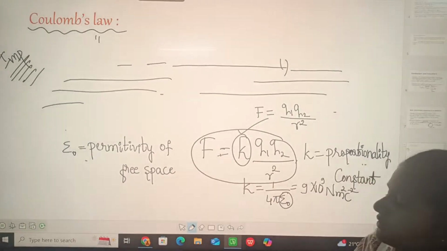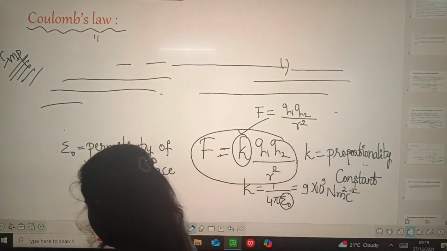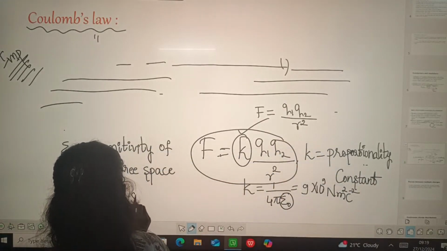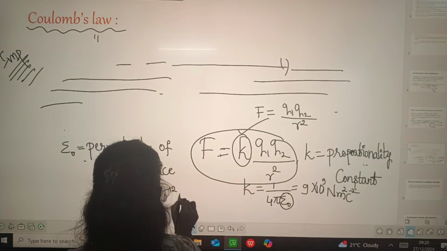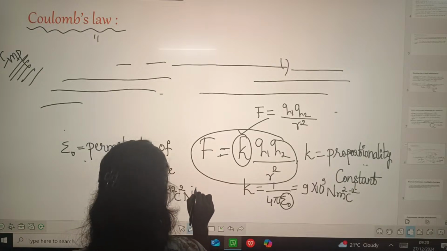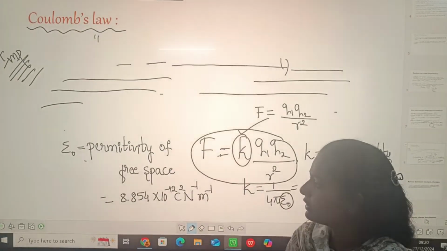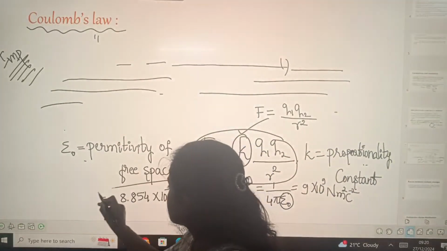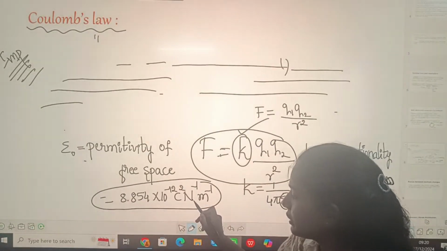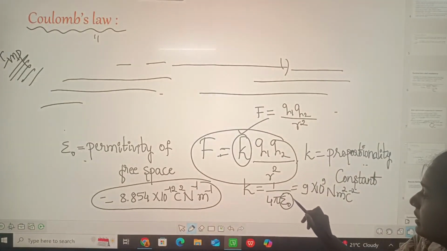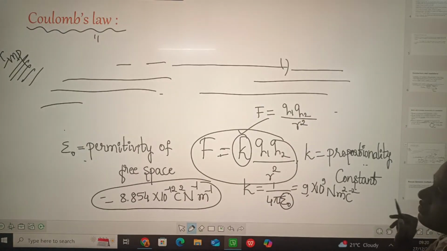Epsilon naught is equal to the permittivity of free space, whose value is, and this is very important, 8.854 into 10 to the power of minus 12 Coulomb square per Newton per meter square. Then K value is 9 into 10 to the power of 9 Newton meter square per Coulomb square.